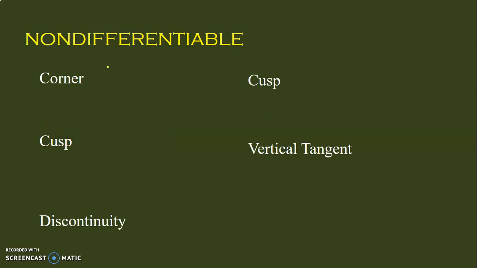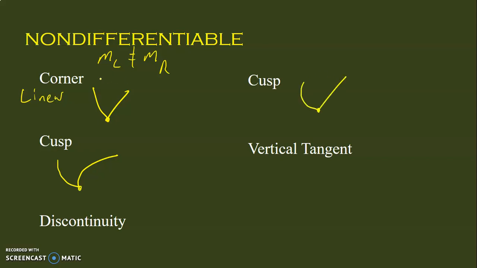The places where a function would be not differentiable, in terms of what it would look like on a graph, would be a corner. So if you have two linear functions that meet where the left-hand slope does not equal the right-hand slope, that's considered a corner if they're both linear. A cusp can either be a curve and another curve, or a curve and a linear. This is going to be true for any corner or cusp. Now, it doesn't really matter if it's a corner or a cusp as long as you specify that the left side slope does not equal the right side slope.